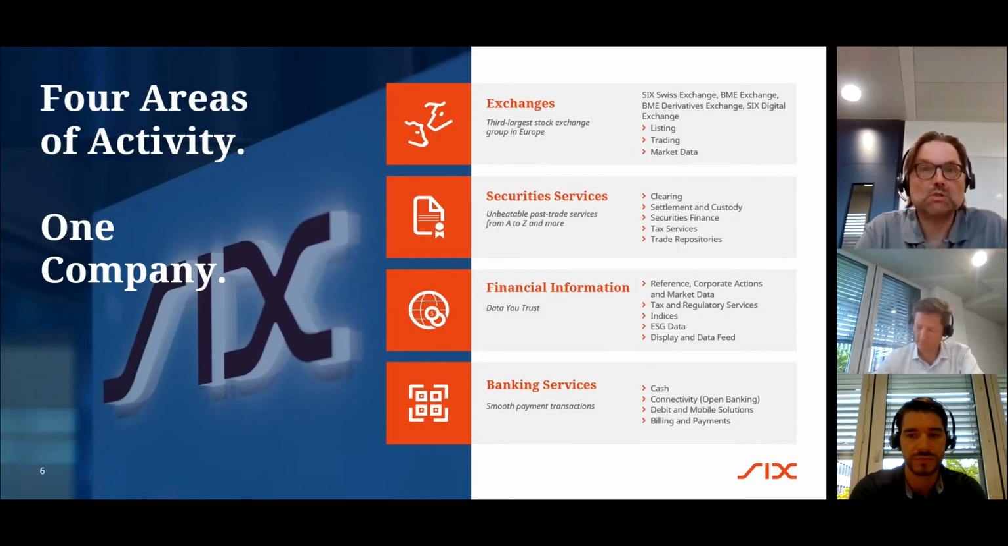The banking service department is responsible for the technical processing infrastructure for the Swiss banks. These infrastructure activities are focused on cash, everything around ATMs in Switzerland, on connectivity between companies and banks, on debit and mobile solutions such as debit cards, and on billing and payments, which means we run the SIC system for the SNB. The SIC system is the interbank clearing hub for the Swiss markets, and we support the market with billing activities, for example e-bill.